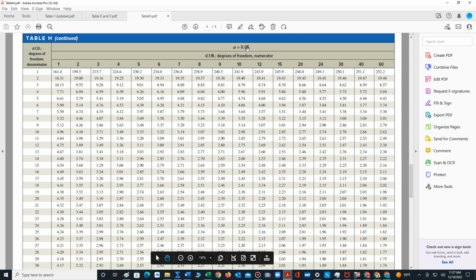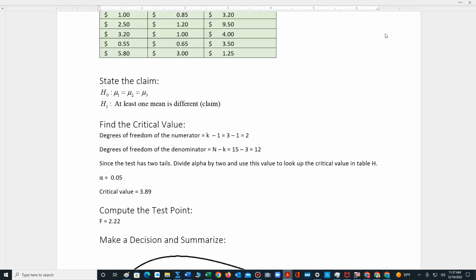So we have alpha. Degrees of freedom of the numerator was K minus 1, 3 minus 1 is 2. Degrees of freedom of the denominator was 15 minus 3, which is 12. So we go down to 12, and we can see that that's going to be 3.89. So the critical value is 3.89.